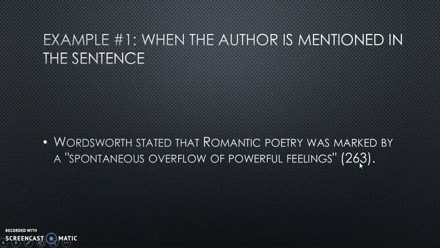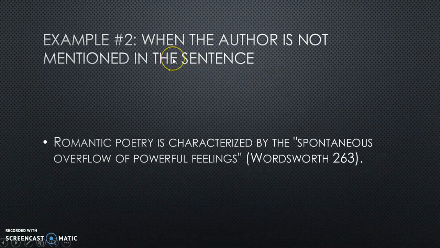Let's take a look at a different example, number 2, when the author is not mentioned in the sentence. So we're still going to see a smooth signal phrase where the author introduces her quote, but we don't get the author's last name here. So, "romantic poetry is characterized by the 'spontaneous overflow of powerful feelings.'" Again, we don't have that quote just plopped down by itself. That would really make the flow of our writing kind of stop, right? It's hard to get through that. It jams things up, and we want to make sure that we're smoothly integrating those quotes into our sentences with these signal phrases. This is another great example.